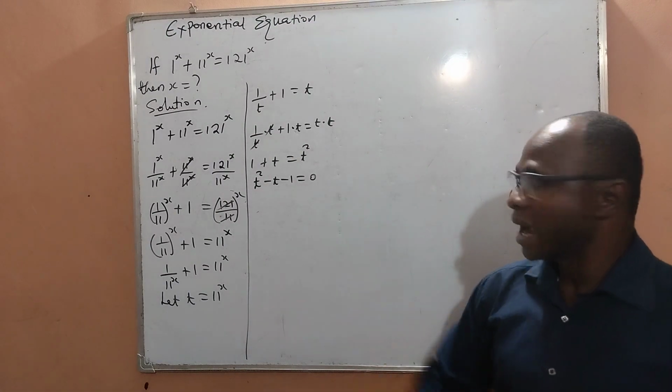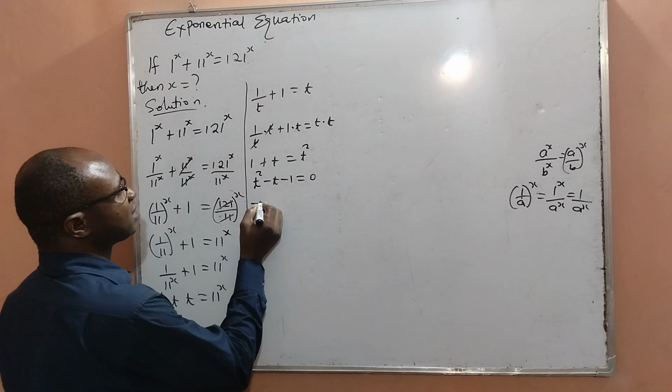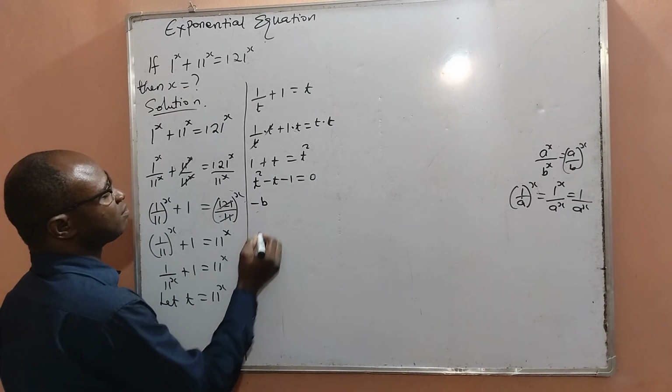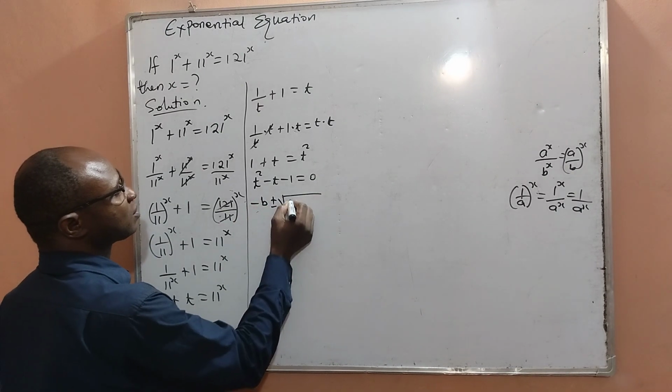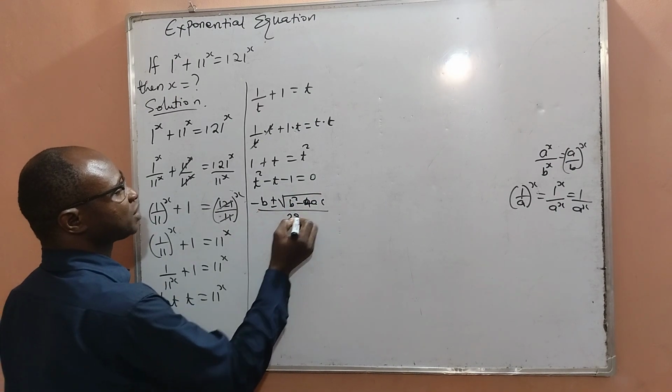Alright, I can go by quadratic formula. And what does that mean? It means that from quadratic formula, which is minus b plus or minus the square root of b squared minus 4ac all over 2a.